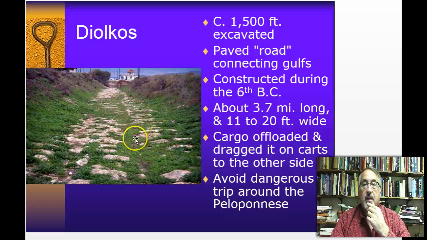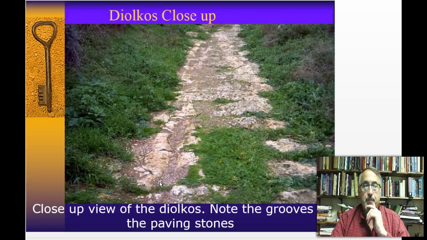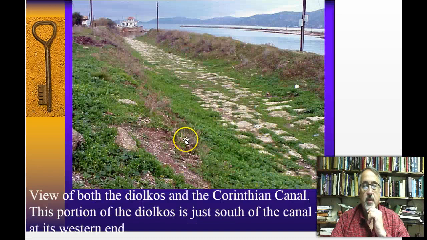Here is that Diolkos. Here you see the 1,500 feet of excavated road paved. It was about 4 miles long, varies in width from 11 to 12 feet. Cargo could be offloaded and dragged on carts here. Occasionally, smaller vessels could actually be moved. This avoids the trip around the Peloponnesus. So I'll let you look at these pictures at your leisure. But I'll move on because we have several here to look at.